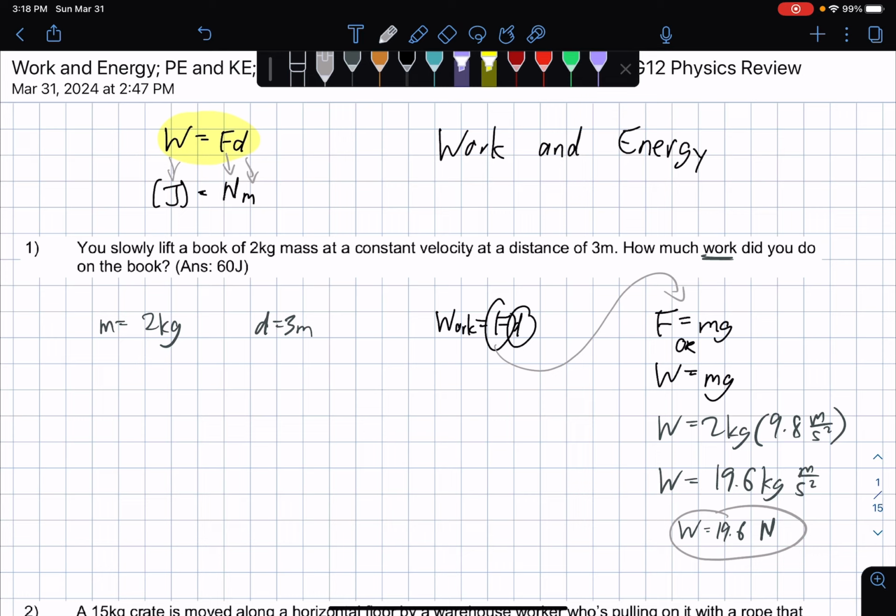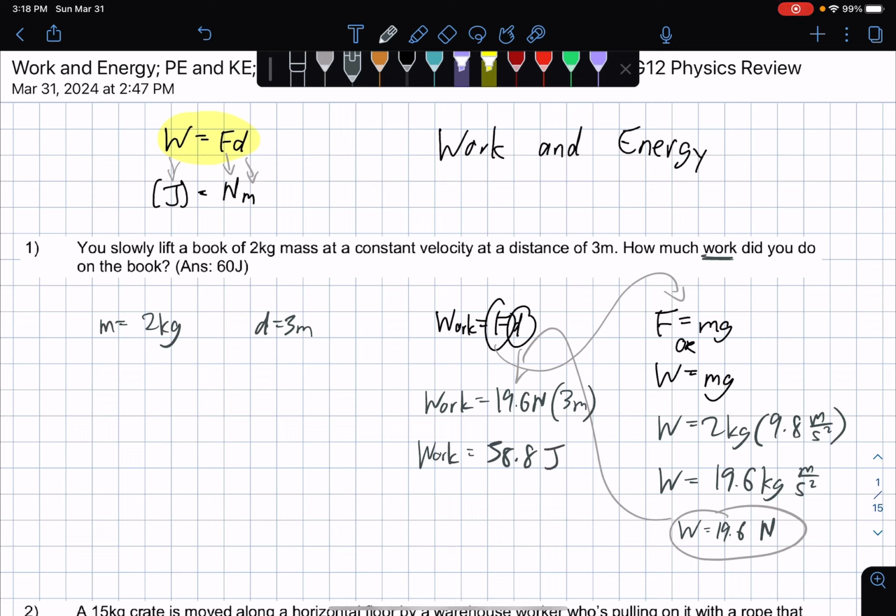Now that we have the weight, we can look for the work. Weight and force are basically the same. So 19.6 newtons times a distance of 3 meters. As you can see here, 19.6 times 3 is equal to 58.8. And we have newton meters, or we can call it joules.